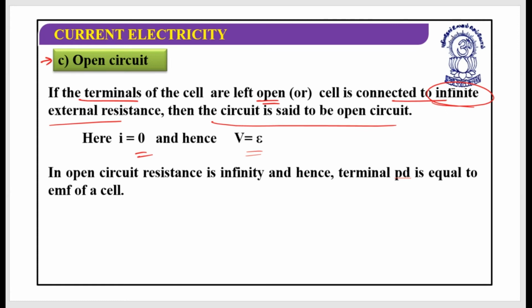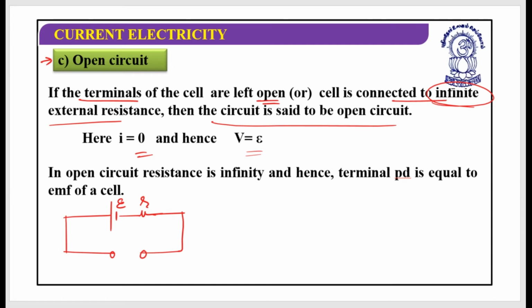So the situation would be something like this. Suppose this is the internal resistance of a cell, this is the EMF or the battery, and this is something like this. As you see, this is the open terminal, and current can only pass through the circuit if it finds a closed path.